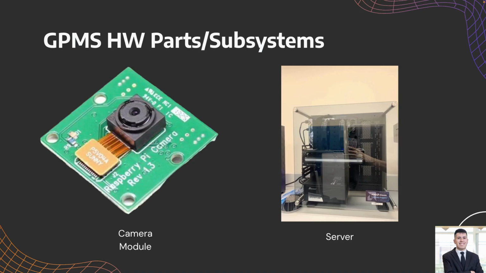Next, we present the last 2 hardware parts of GPMS. The camera module, which will be connected to the Raspberry Pi 5 via serial camera interface, tasked with capturing image structures. On the right, the server, which sits in the Draco lab here at UCF, where users will send text prompts via our user interface and receive a selection of AI-generated images back.